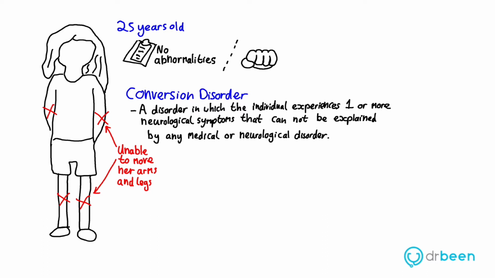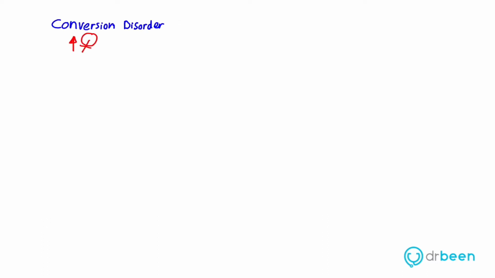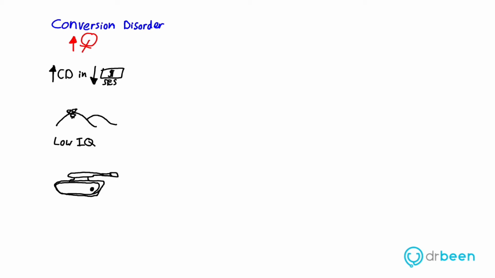In terms of risk factors or epidemiology for conversion disorder, well, it's seen more frequently in young women. It's seen more commonly amongst lower socioeconomic class, rural populations, low IQs, and military personnel. Commonly associated with passive-aggressive, dependent, antisocial, and histrionic personality disorder.